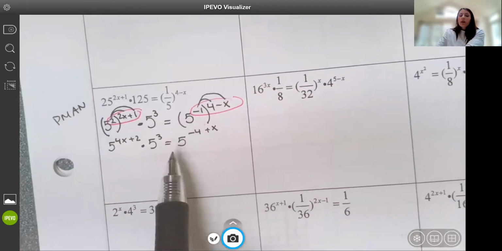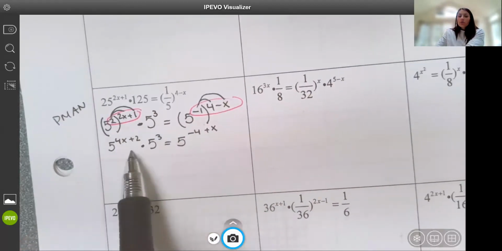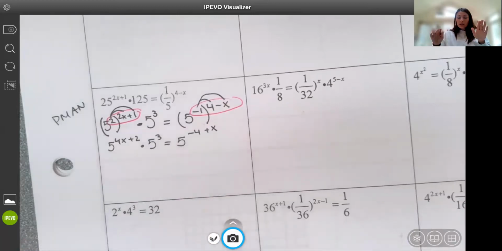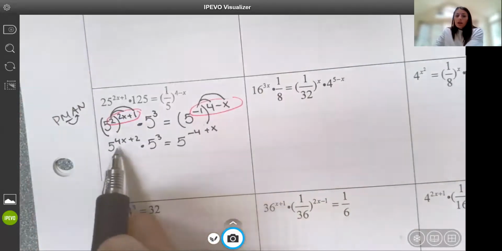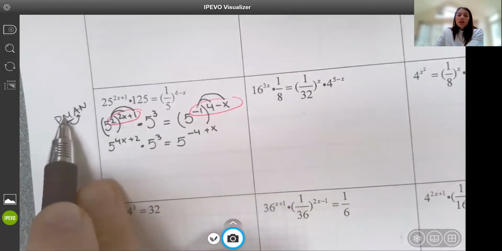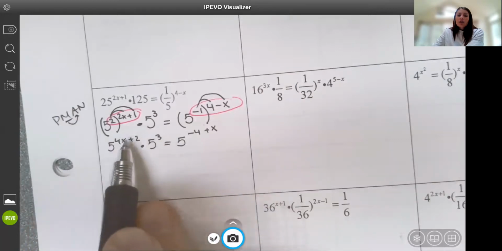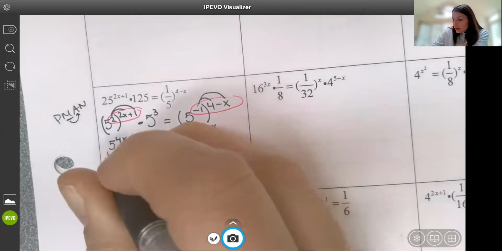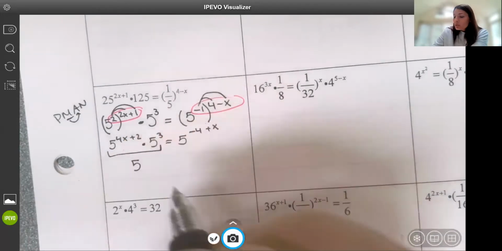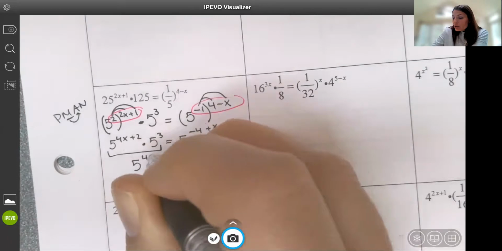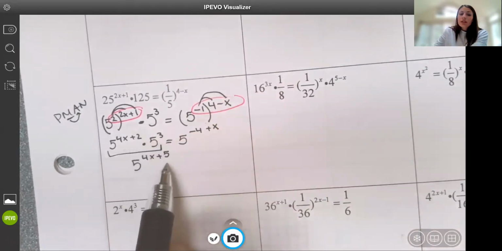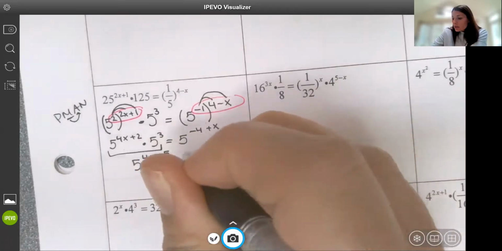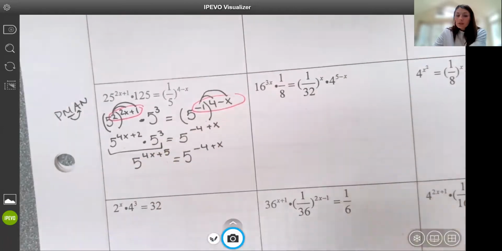Now, unlike before, right now I have 2 terms equal to 1 term, and I need to get a single term equal to a single term. So for this step, we have multiplication of the same base. And when we have multiplication of the same base, we add our exponents together. So I can condense this to a single base of 5 and write it as 4x plus 5, just adding the like terms, 2 and 3 together, equals 5 to the -4 plus x.